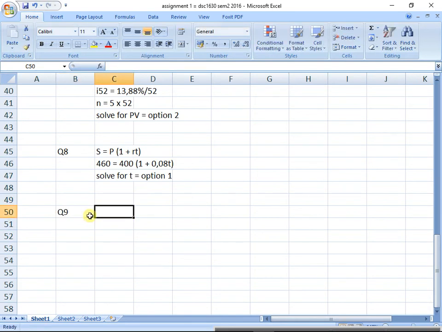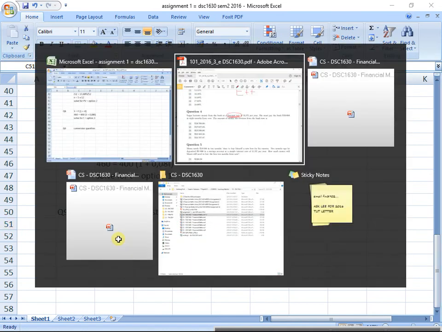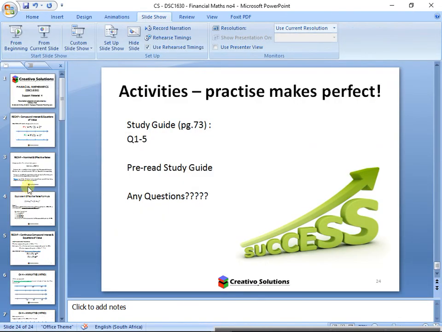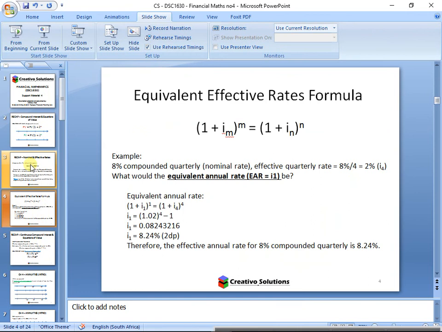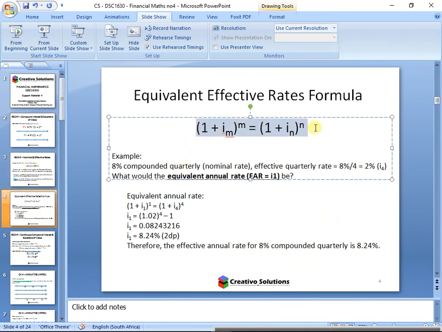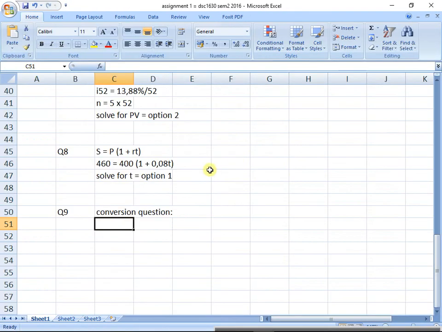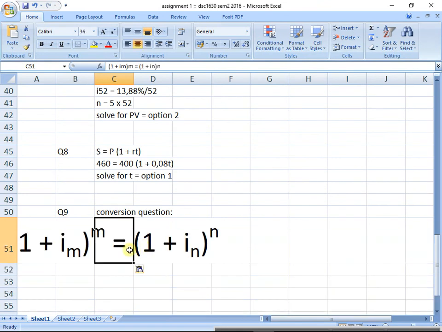Good. Okay. Is this where I use the conversion, equivalent rates? Okay, so this is a conversion question. (1 + i_m)^m equals (1 + i_m)^m. Correct.